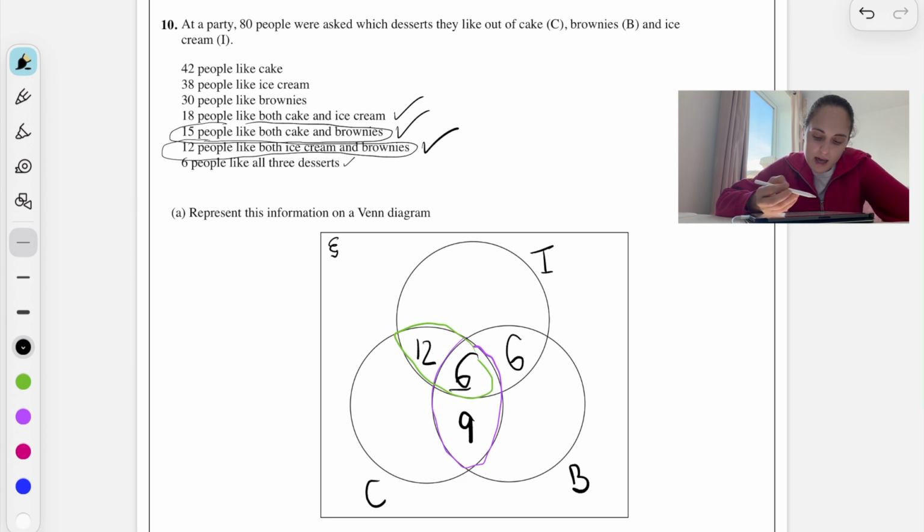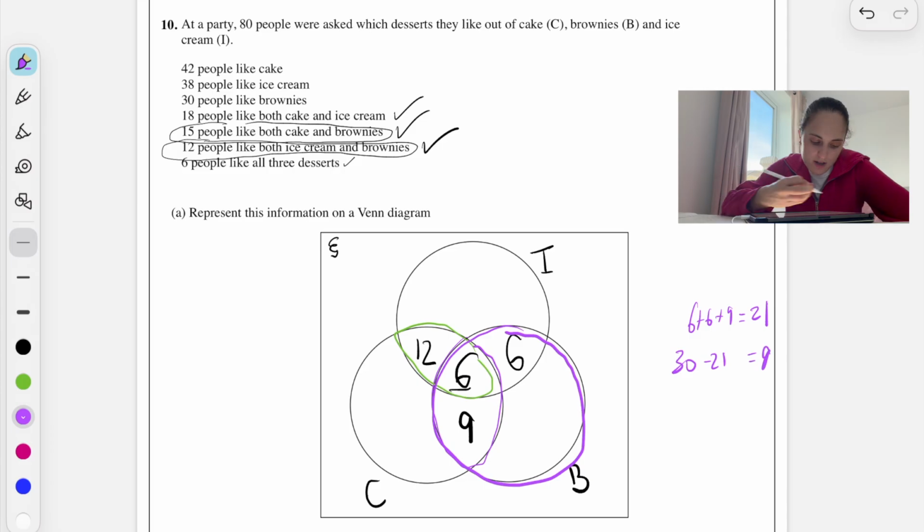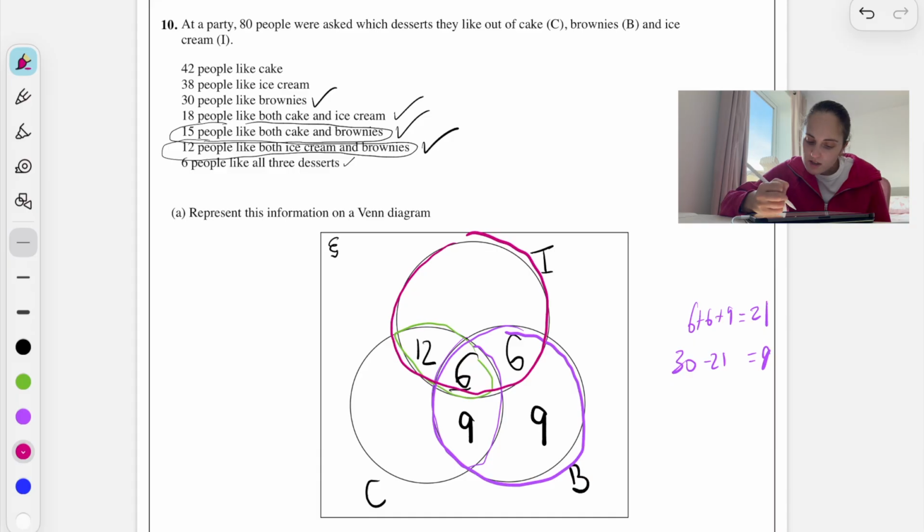It says 30 people like brownies in total, so that tells us that this whole circle needs to add up to 30. So I'm going to do 6 plus 6 plus 9, so 6 plus 6 is 12, and 12 plus 9 is 21, and then I'm going to do 30 take away 21, which is 9. So that tells us that there's 9 people in this section here. 38 people like ice cream in total, so that tells us that there's 38 people in this whole circle here. So I'm going to do 6 plus 6 plus 12, so that's 24, and then 38 take away 24, that's going to be 14. So 14 people like ice cream only.